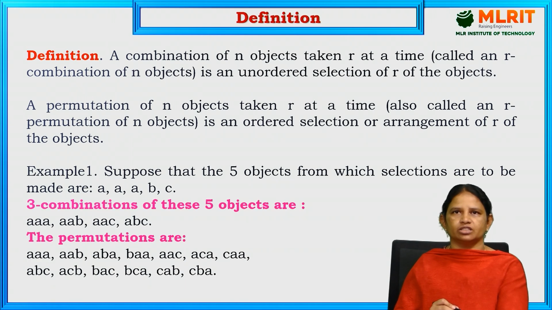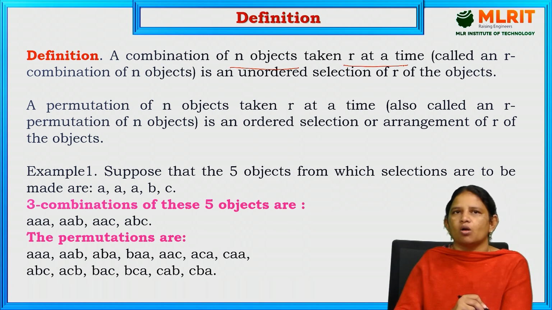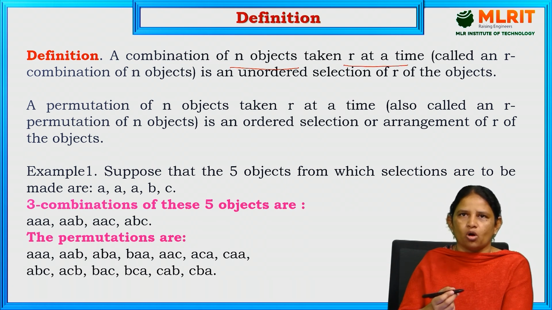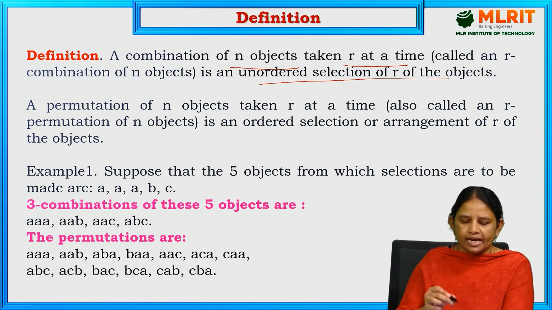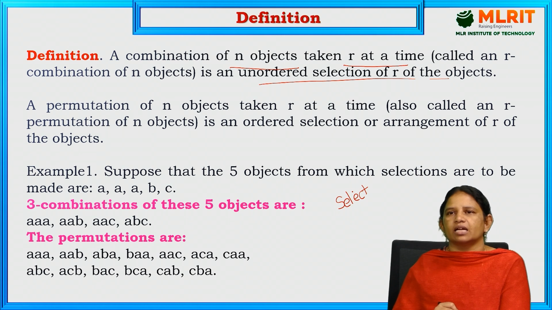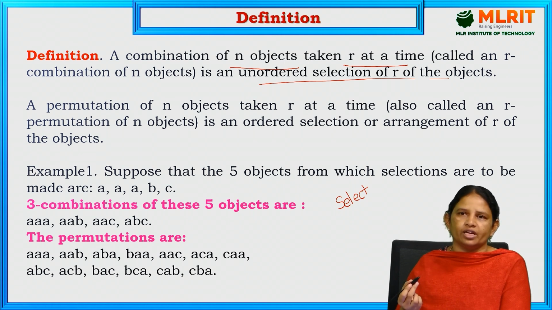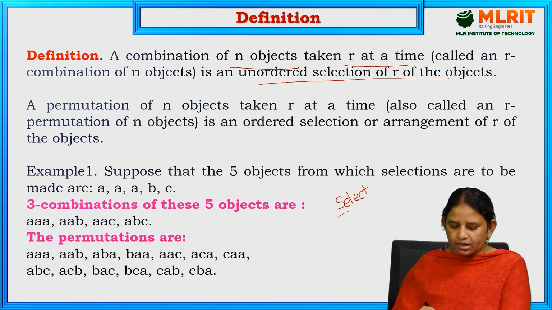Coming to the definition, a combination of n objects taken r at a time, or r-combination of n objects, is an unordered selection of r of the objects. Unordered selection of the objects. In the case of combination, we can use the word select. How many ways we can select a particular event, or how many ways we can choose a particular thing. So, if the word is select, we use combination.